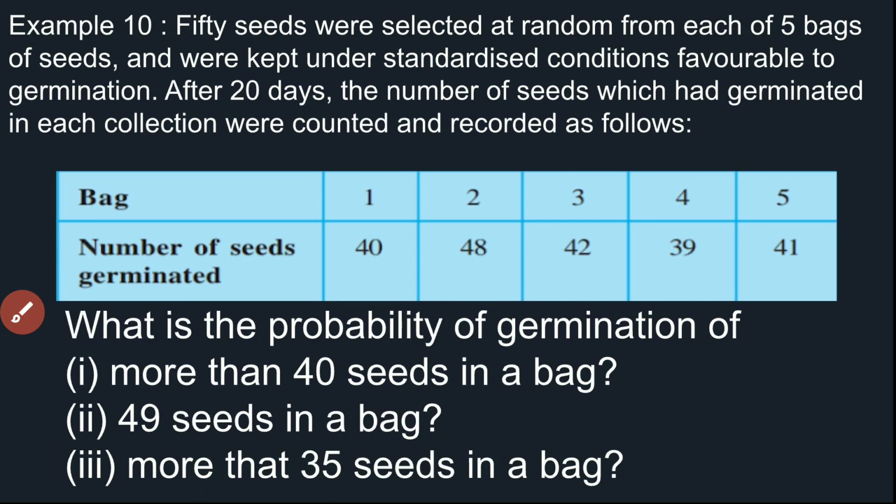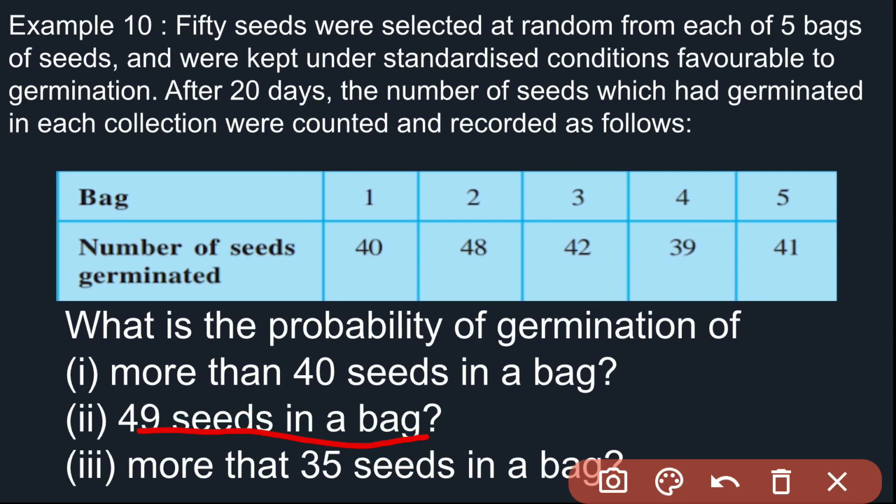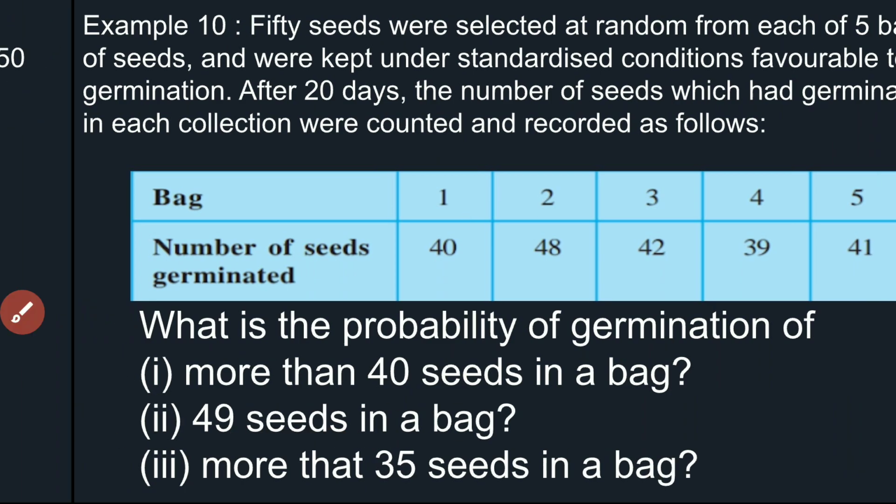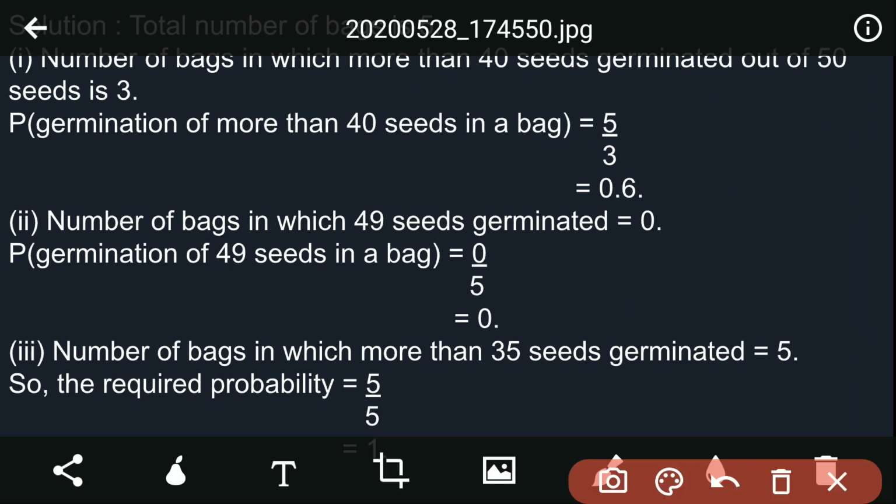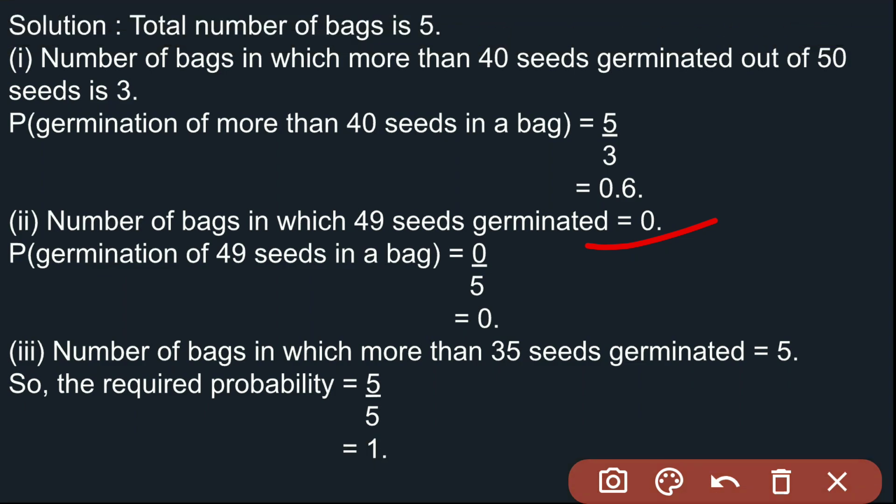Okay. The second condition was 49 seeds. Going over the second condition, 49 seeds in the bag. What is the question giving? 49 seeds in the bag. There is no bag with 49 seeds, because the total number of seeds is only 50, but in none of the 5 bags were 49 seeds germinated. So 0 is the result. So the probability for 49 seeds in a bag is 0 out of 5 bags. The total number of bags is 5. 0 by 5 gives the result 0 itself.